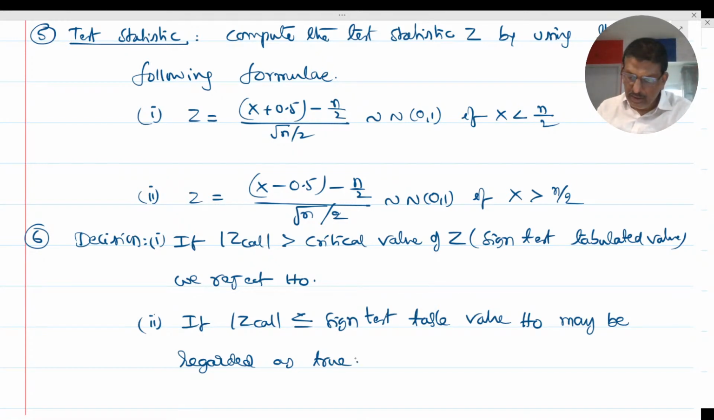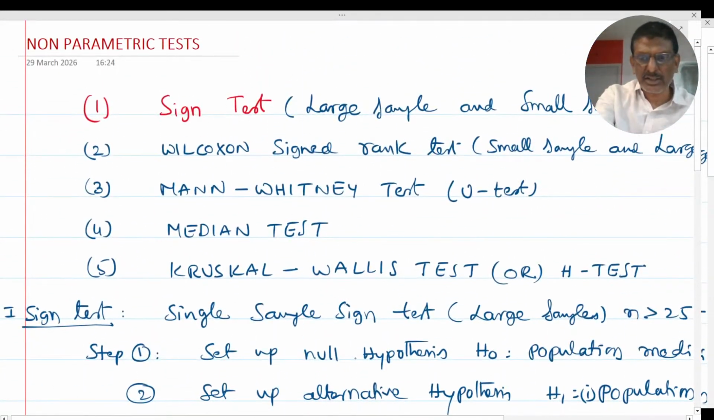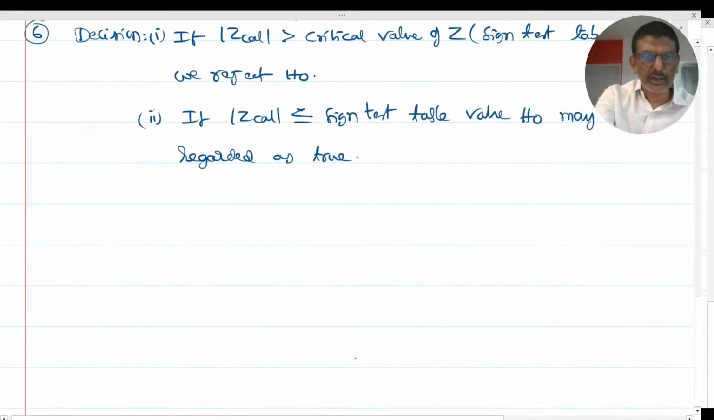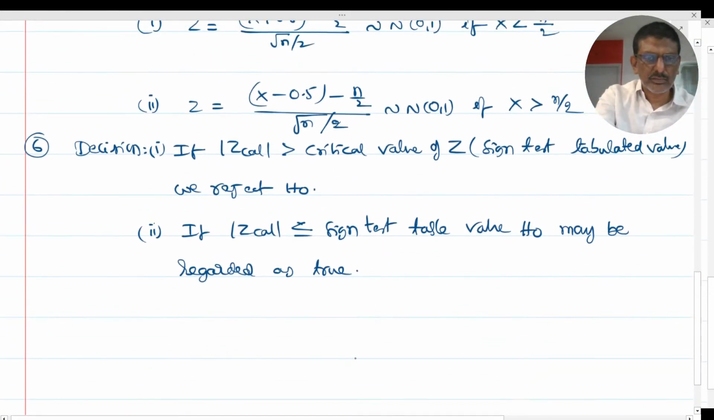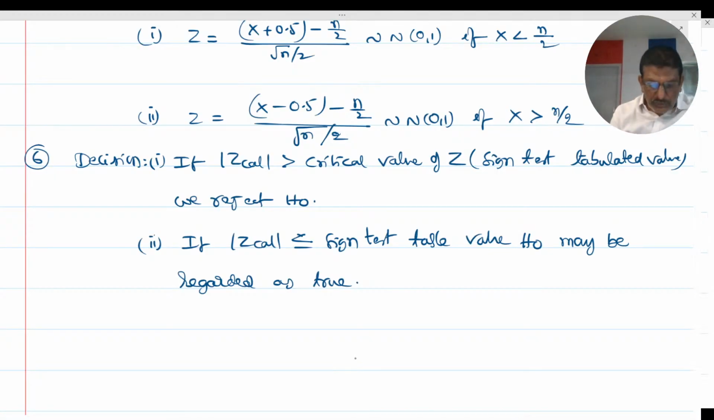So these are the 6 steps of the sign test for large cases, n is greater than 25. Now we have to take the problem and see how to use this. That is very important.